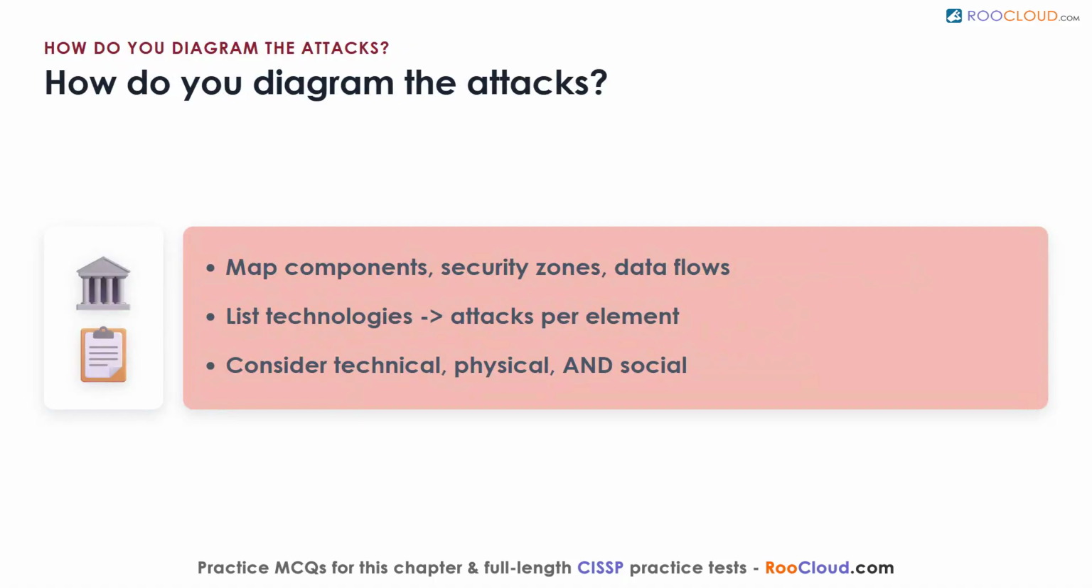How do you diagram the potential attacks? You draw the system to see where the danger lives. Map each major component, the boundaries between security zones, and how data flows and moves between them. Then identify every technology involved and, for each element on the diagram, the attacks that could target it. Consider all forms: technical, physical, and social, not just the obvious code level ones. Complex systems may need several diagrams at different levels of detail. Think of sketching a floor plan and marking every door, window, and hallway a burglar might use.